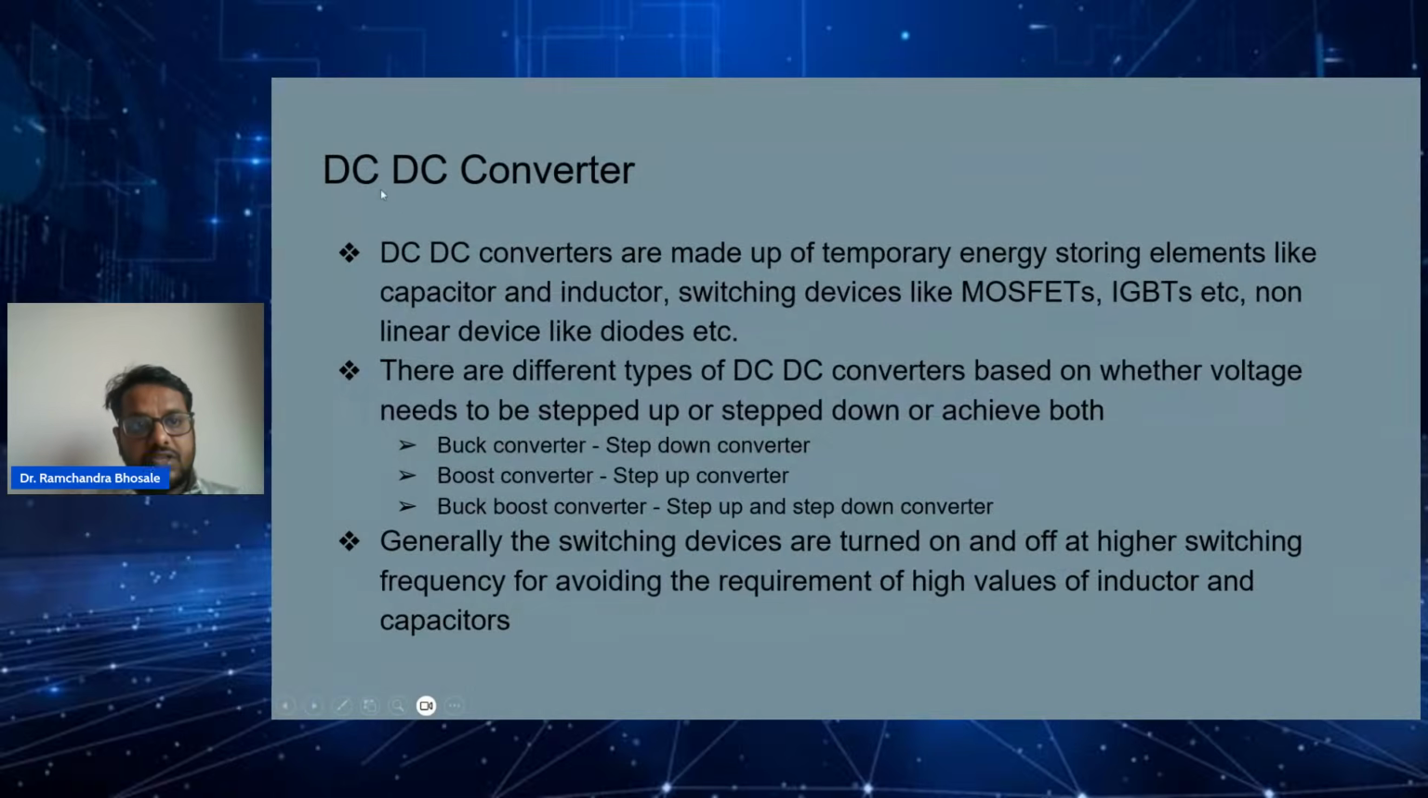Okay, so what is a DC to DC converter? A DC to DC converter is basically a circuit made up of different energy storing elements. You will have a capacitor, an inductor, and then switching devices like MOSFETs and IGBTs.